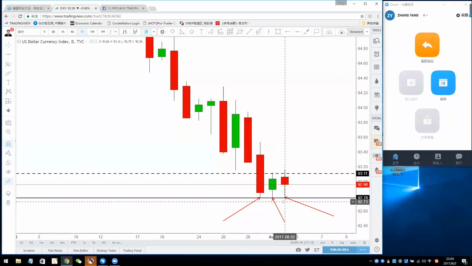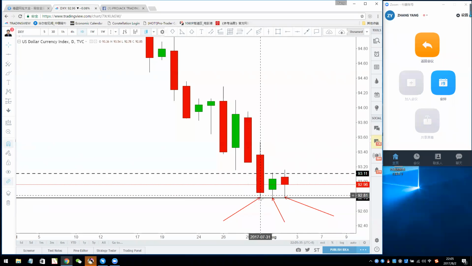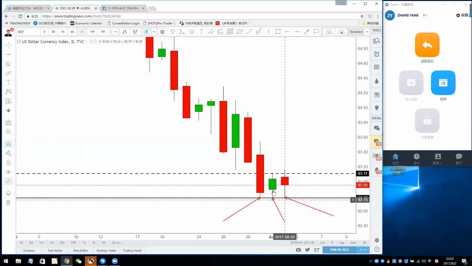So, do we have equal lows, guys? Do you agree? If you agree, please reply to me with 1. Okay, that's good. Since we have equal lows, the previous downtrend is probably going to come to an end here.